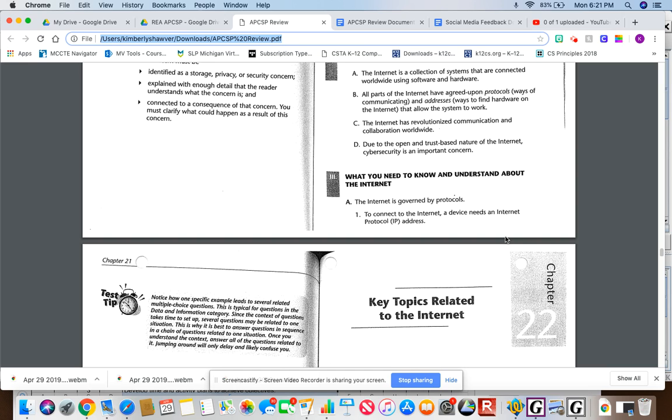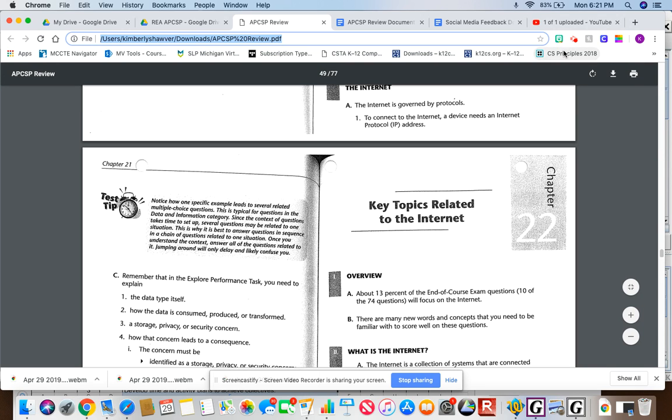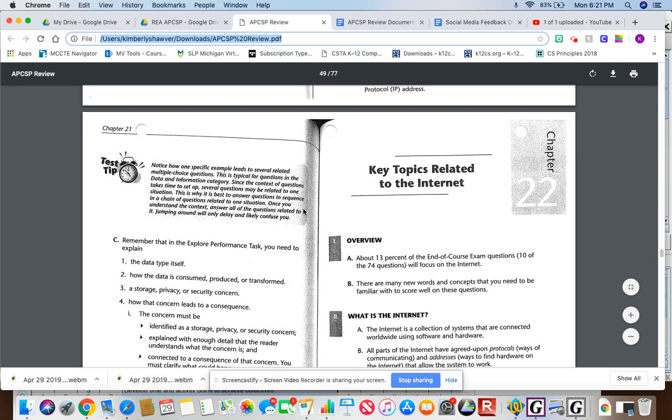The internet has revolutionized communication and collaboration worldwide. Due to the open and trust based nature of the internet, cybersecurity is an important concern. So, here's all the things that you need to know. The internet is governed by protocols. So, when you connect to the internet, your phone, your computer, your tablet, your device needs an IP address.